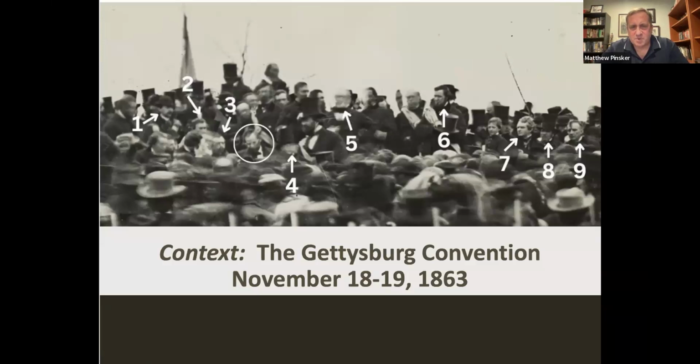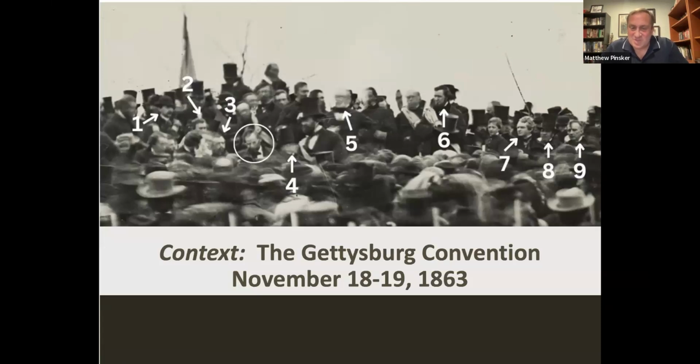Figure number six was a leading editor, one of the most powerful newspaper men in the country named John Forney. He had been a Democrat who had become a Unionist. Figures number 7, 8, and 9 are governors. Figure number 7 is Andrew Curtin of Pennsylvania. He pulled an Elon Musk that day. If you look to his left, you see he brought his kid with him.